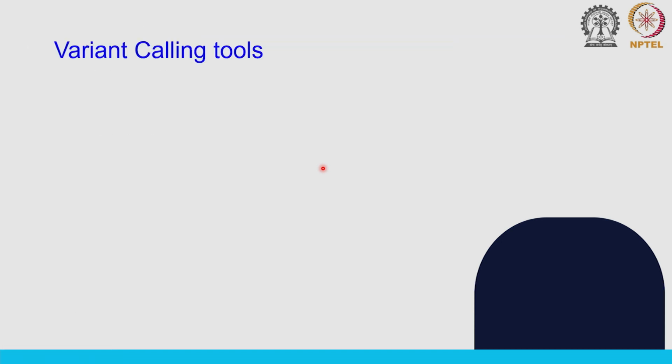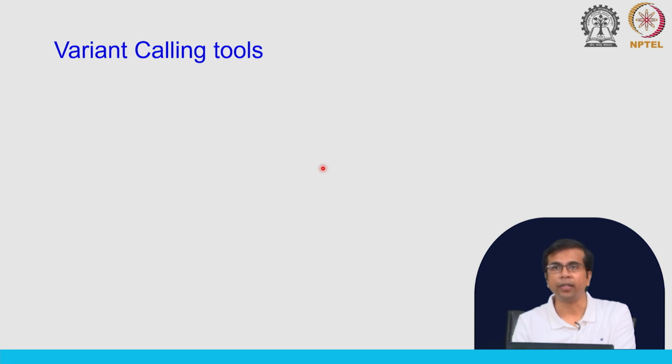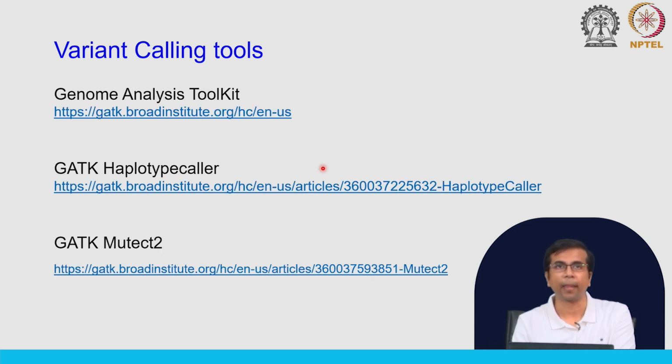So, let us go ahead. There are different variant calling tools, and I will list some of them here. The first one is the Genome Analysis Toolkit. This is a very popular toolkit and there are multiple options there. For example, you can have GATK HaplotypeCaller or GATK Mutect2, and they are built for different purposes, although they have some overlaps, they have some special purposes.